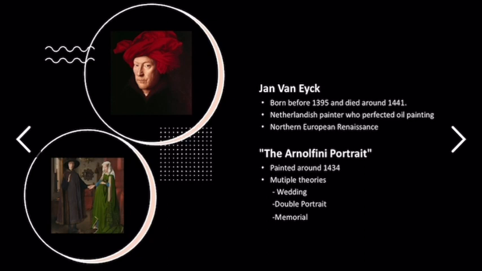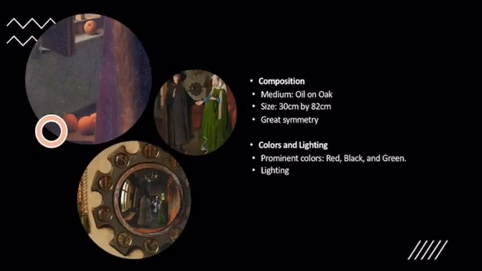At first glance, this painting looks like nothing more than just a portrait, but paying closer attention to the details can reveal a whole new story. The medium used on the Arnolfini portrait was oil on a 30 centimeter by 82 centimeter oak panel. Oil painting was being used more and more as it allowed for enhanced colors and textures.